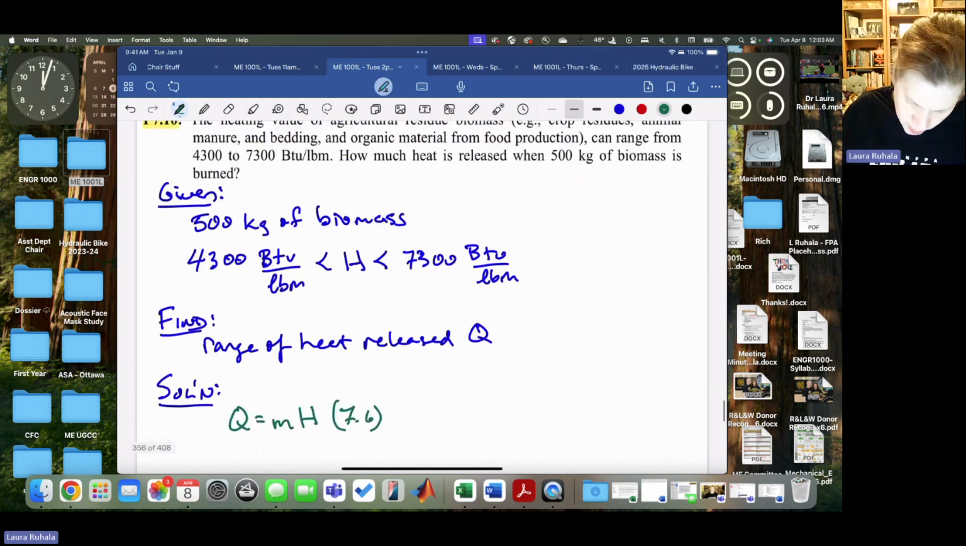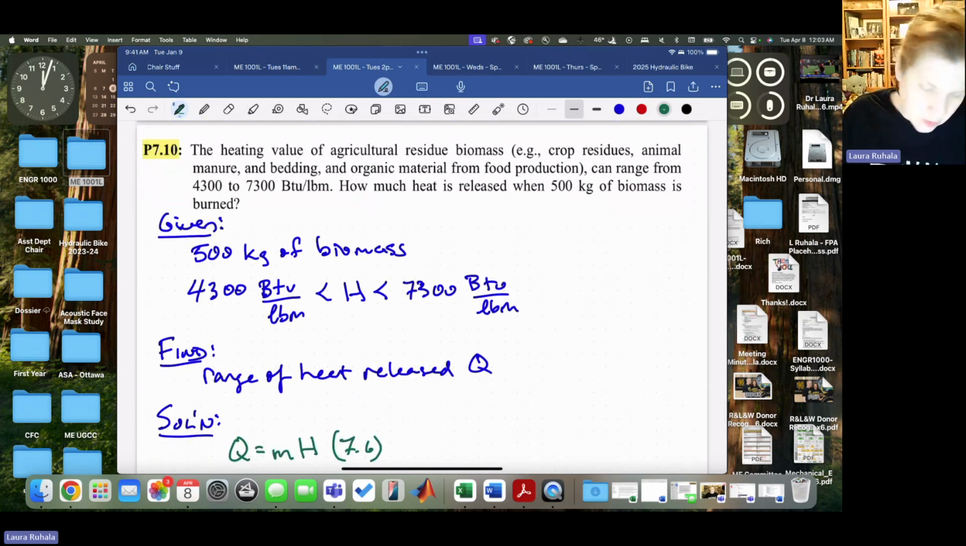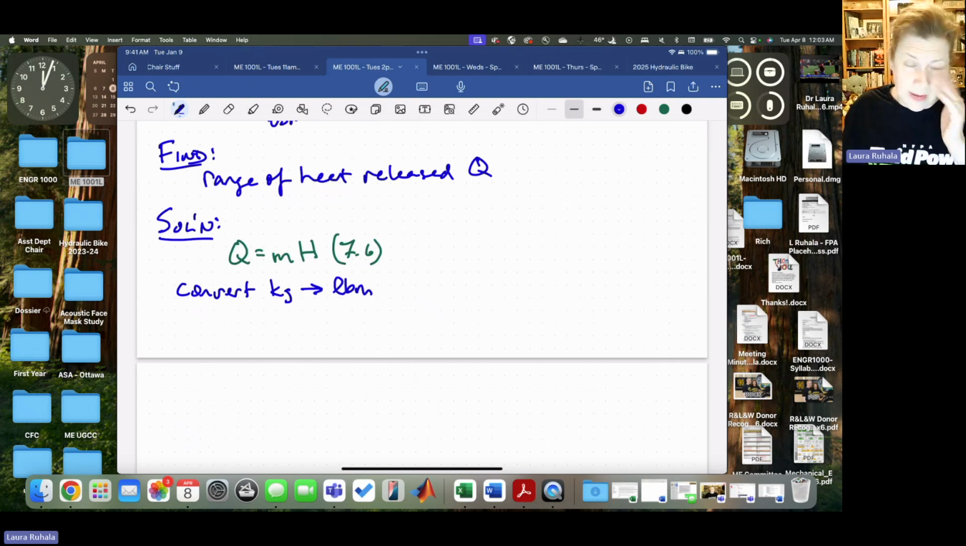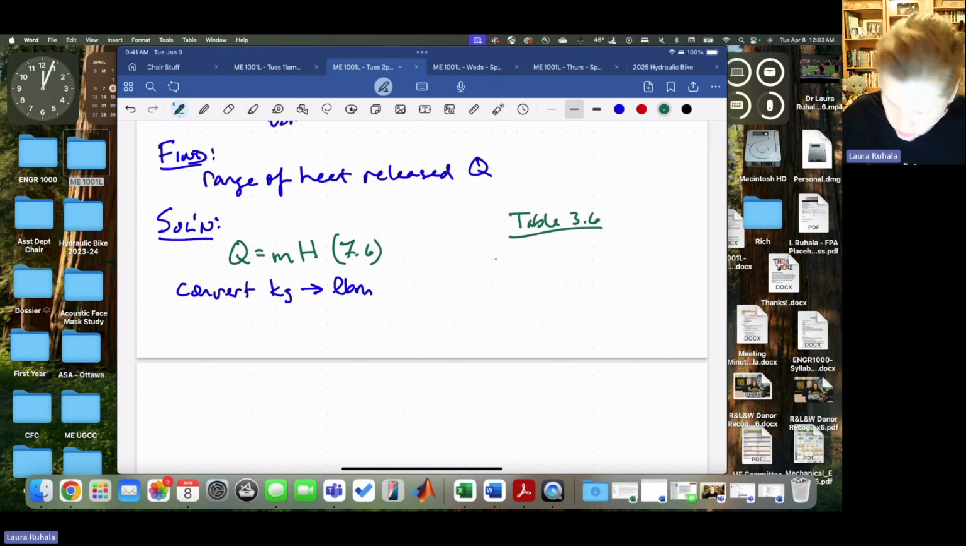Okay, so we're going to have a problem here with our units, right? Because it's giving my mass in terms of kilograms, but the problem is going to be in terms of BTUs, mass in English. So let's convert kilograms to pound mass. This pound mass is the mass unit I will use when I'm talking about heat. All right, so we're going to need to look at table 3.6.